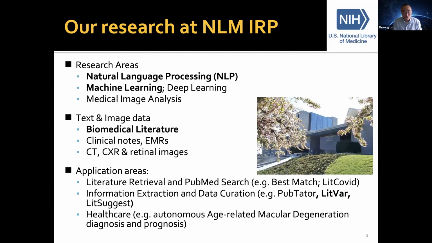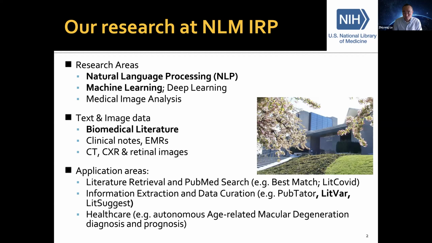As introduced, we are a research group as part of the National Library of Medicine intramural research program, and we focus on biomedical text and image processing using machine learning and AI methods. We spend a lot of time working on improving literature retrieval, because that's very much tied with some of the NLM and NCBI literature resources such as PubMed. But we are also very interested in creating new methods for information extraction and assisting data curation. So one of the projects that I'm going to talk about today is called LitVar.